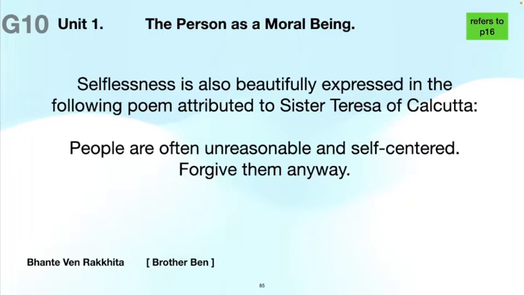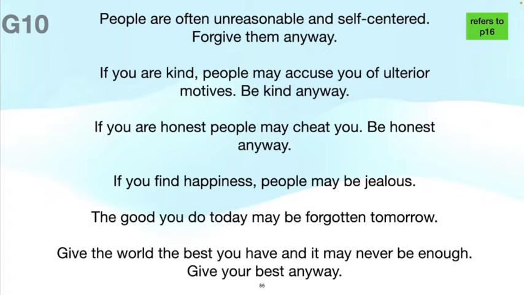Selflessness is also beautifully expressed in the following poem attributed to Sister Teresa of Calcutta. People are often unreasonable and self-centered. Forgive them anyway. If you are kind, people may accuse you of ulterior motives. Be kind anyway. Ulterior motives, sneaky motives. You're trying to do it for something, make money only for yourself. Well, be kind anyway. If you are honest, people may cheat you. Well, be honest anyway. If you find happiness, people may be jealous. The good you do today may be forgotten tomorrow. Give the world the best you have, and it may never be enough. Well, give your best anyway.